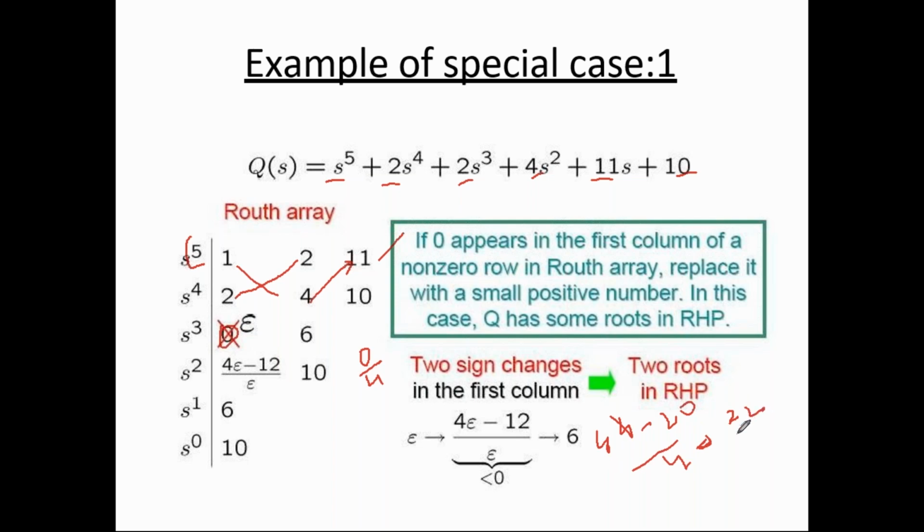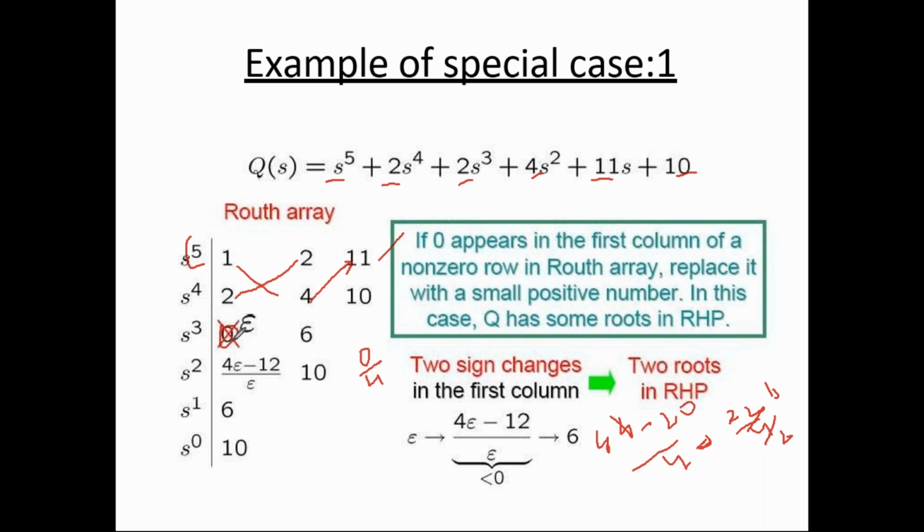22 divided by 4. So 2 2s are 2 11. So 11 by 2 you will get approximately 2 6. Okay now, we got case 1. So one of the element is 0. So now what to do is, if 0 appears in the first column of a non-zero row, in row 3, just replace it with a small positive number.